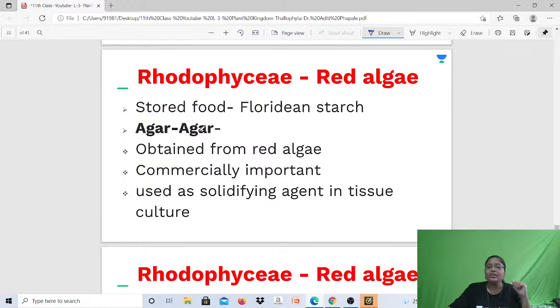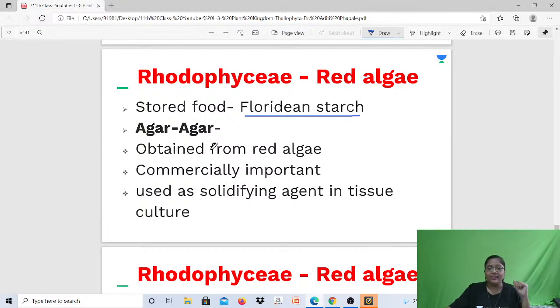In red algae, the food which is stored is in the form of floridean starch, or it is called floridean starch. Okay? Remember the name? Floridean starch. In red algae, food is stored in the form of floridean starch. It is starch only, a complex polysaccharide again. Because of its specific structure, the name given is floridean starch.